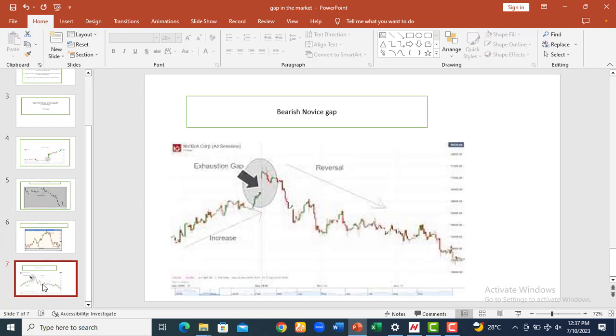Then we have the last one, the bearish novice gap. Occurs in the direction of the trend. The market buying, buying, buying. Towards the resistance, it gives a gap to the resistance, showing that the market will soon reverse to sell. This is a very wonderful trading strategy needed for everybody.